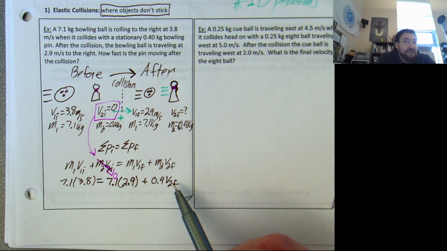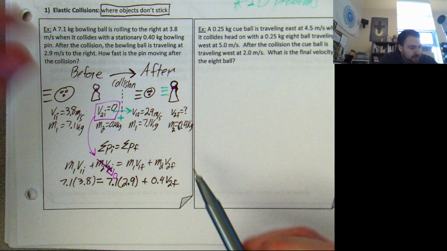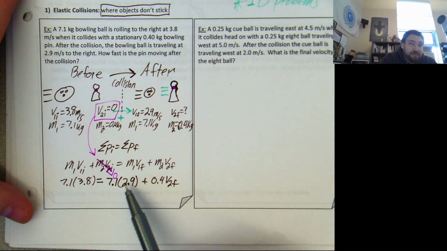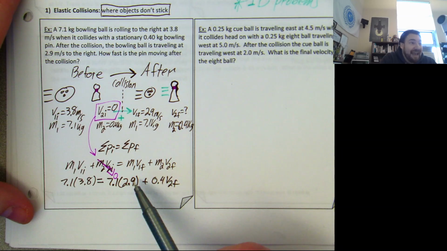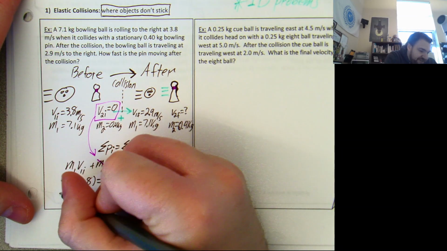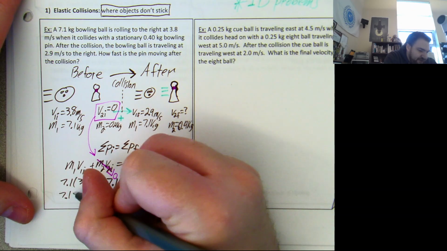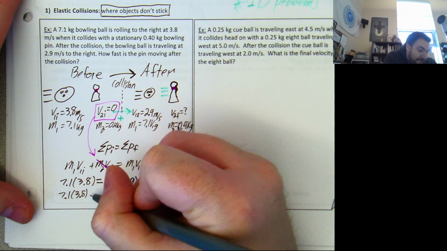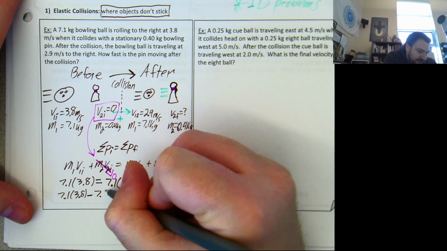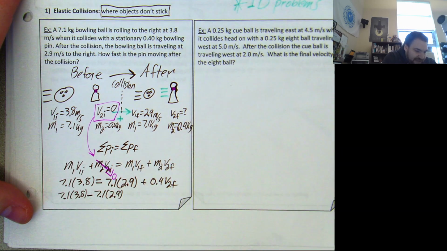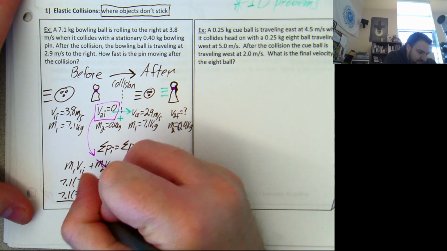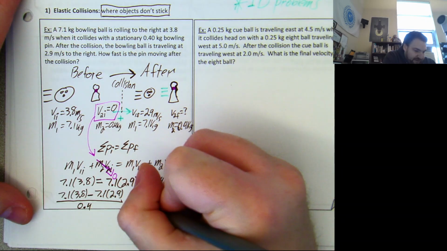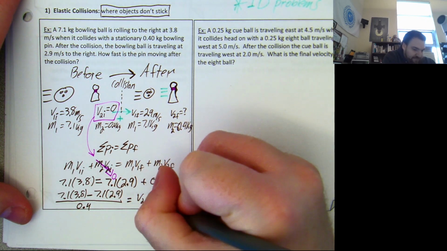So to isolate v2 final, the algebra is sometimes the trickiest part. This expression here, the 7.1 times 2.9, is positive, so I'm going to subtract it to the other side. 7.1 times 3.8 minus 7.1 times 2.9, and I'm going to divide that whole thing by 0.4, and that's going to equal v2 final.